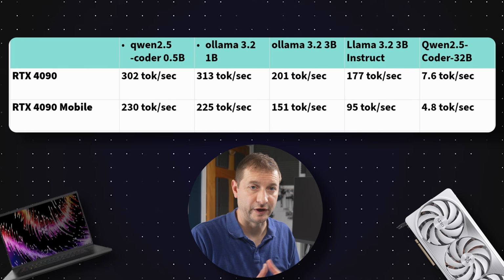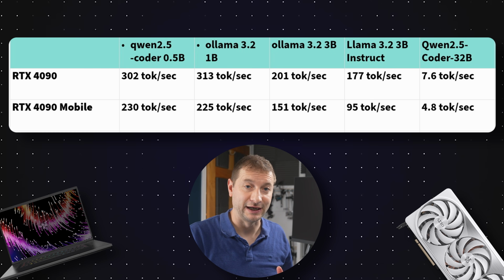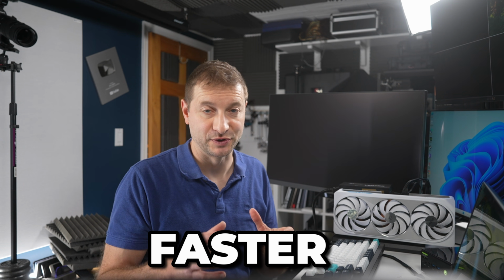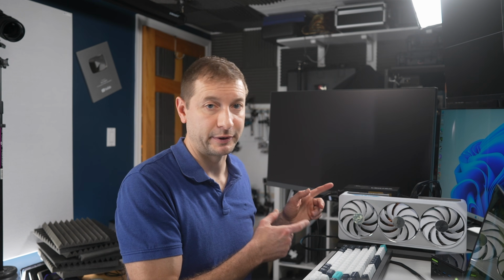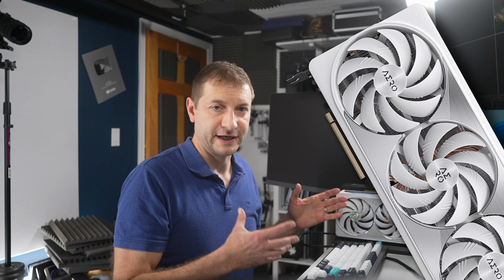So from a cost per frame or cost per token perspective when running LLMs, the desktop RTX 4090 offers far better value. Not only does it cost less, but it performs up to 60 to 70% faster in certain workloads, making it the obvious choice if raw performance and value are your priorities. Of course, if you absolutely need portability or have limited space, a high-end laptop like this could be worth the premium. But for most people running large language models, the desktop RTX 4090 gives you far more power for your money. So if you need more raw power and value, go for the desktop version.